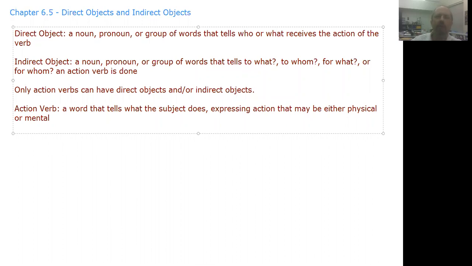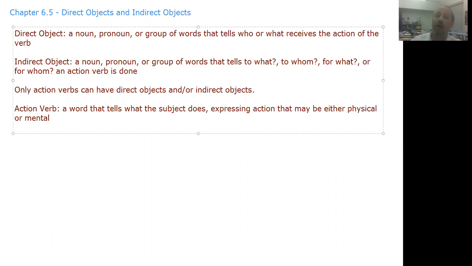If you're in the 7th grade, your book covers only direct objects in this chapter and lesson. If you're in 8th grade, it covers both direct and indirect objects. I figured it was easier just to cover this with one video. Save a little bit of time.